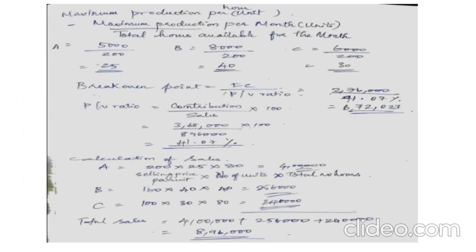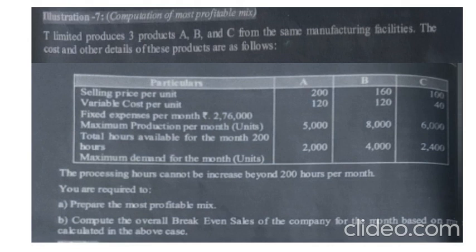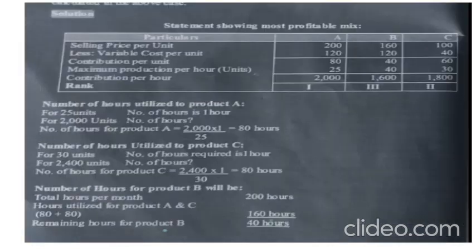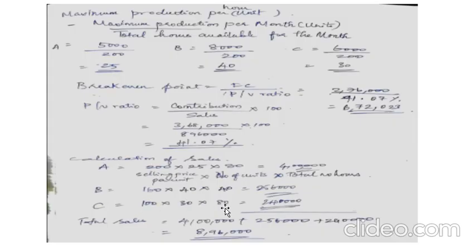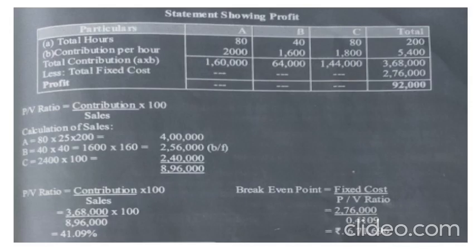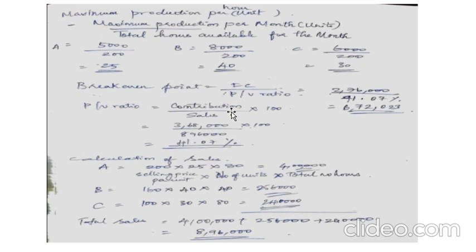Then for C, the selling price in the question is 100. So 100 into the units that can be produced in 1 hour, which is 30 units. Then the number of hours required to meet the production of C is 80 hours. So again we have 100 into 30 into 80, which will give us 2,40,000. So we will find out the sales. 4 lakh plus 2,56,000 plus 2,40,000 will give us 8,96,000.